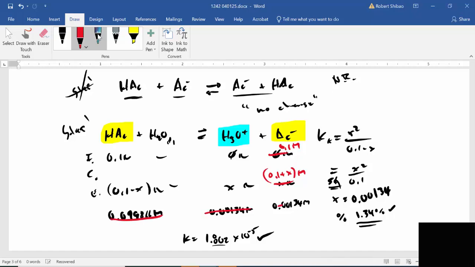So I need to redo all these because I forgot the common ion. So this is not correct. This is going to be X times 0.1 plus X divided by 0.1 minus X. Again, I'm going to use the simplifying assumption here. And then I'm going to get X is equal to 1.8 times 10 to the minus 5.